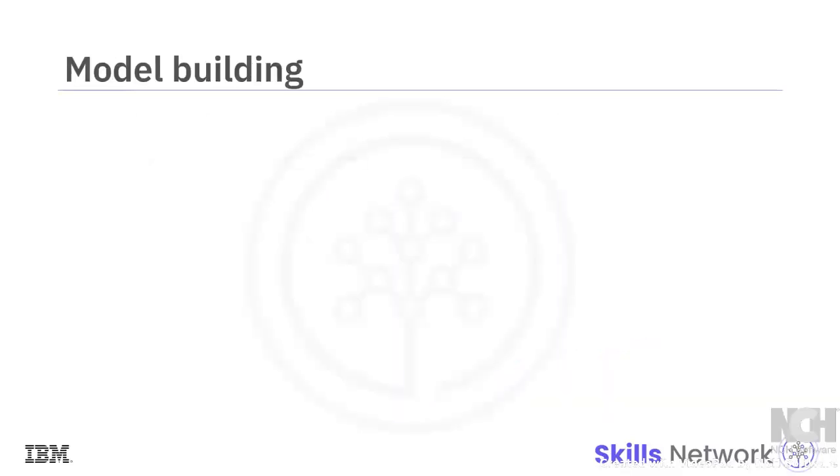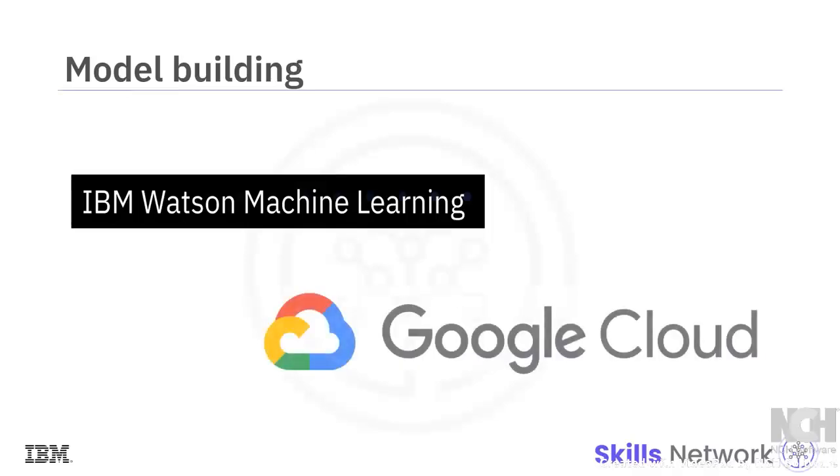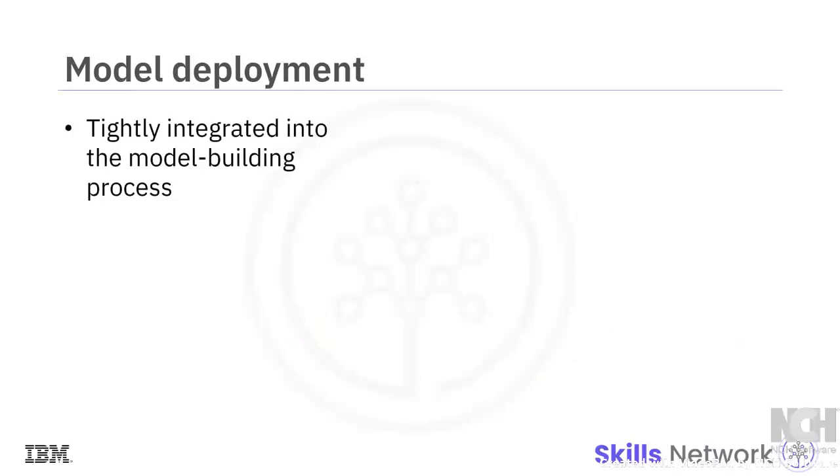Now, model building can be done using a service. One example of a service is Watson Machine Learning. Watson Machine Learning can train and build models using various open-source libraries. Google has a similar service on their cloud called AI Platform Training, and every cloud provider has a solution for this task. Model deployment in commercial software is usually tightly integrated into the model building process.